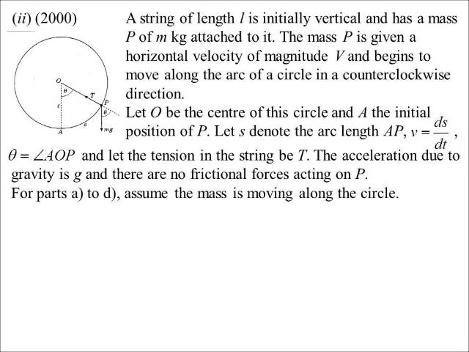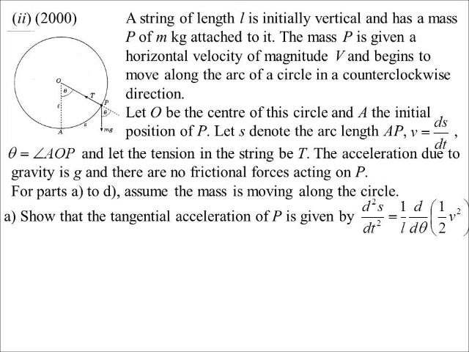Velocity, therefore, is ds/dt in this question. Theta, the angle it sweeps out, is AOP. Tension in the string is T, and acceleration due to gravity, g. So standard sort of things. And we're going to assume there's no frictional forces acting between the yo-yo and the string. So for parts A to D, assume the mass is going, in fact, in that nice circle where we're doing our around the world and it's working.